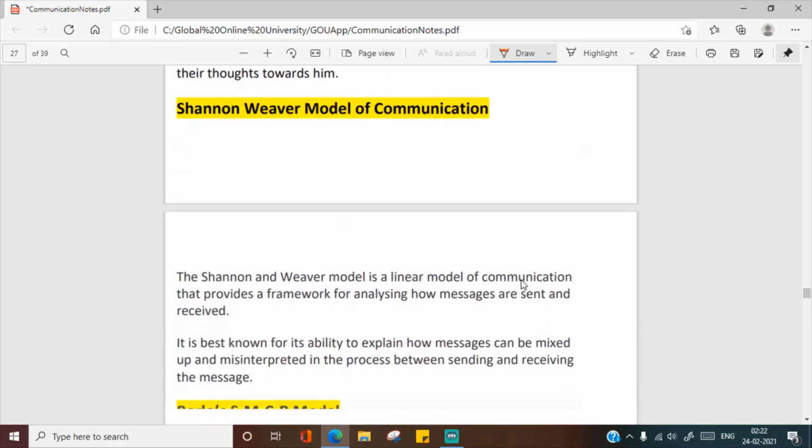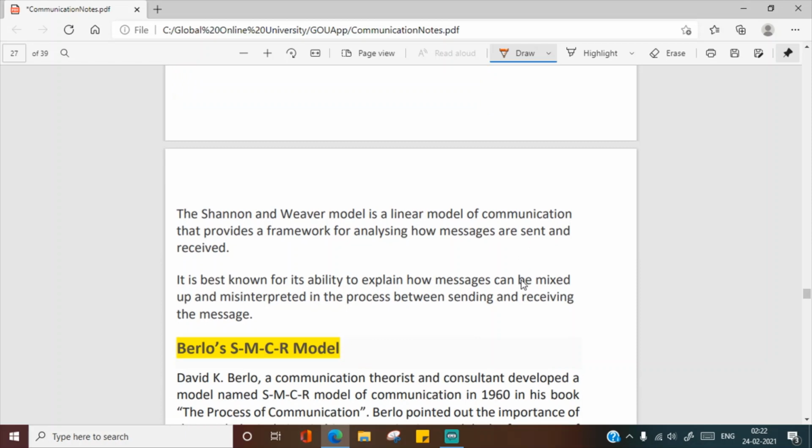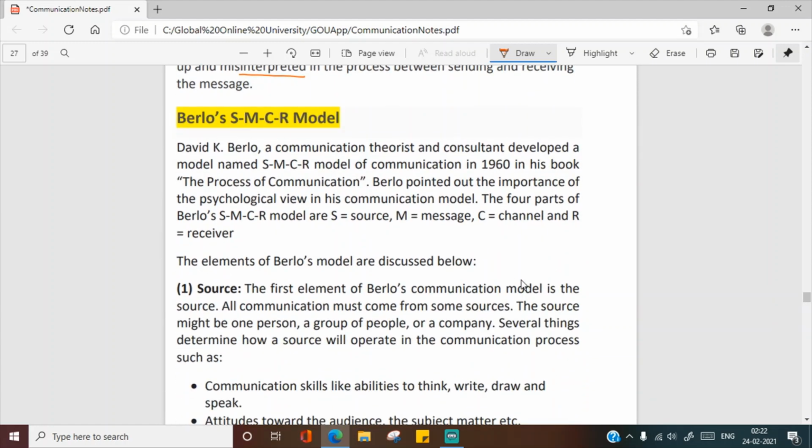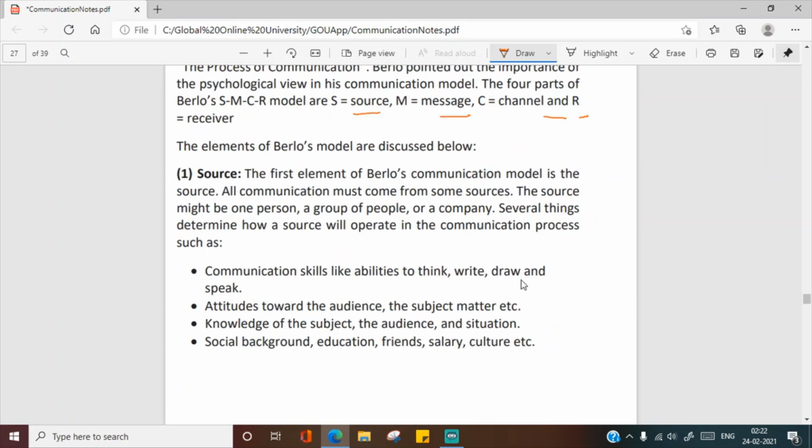One more model is the Shannon Weaver model. It is a linear model of communication that provides a framework for analyzing how messages are sent. It is best known for its ability to explain how messages can be mixed up and interpreted in the process between sending and receiving. Berlo's SMCR model. Here SMCR stands for source, message, channel, receiver. Source is the first person, the first element of this model, from where the communication starts.